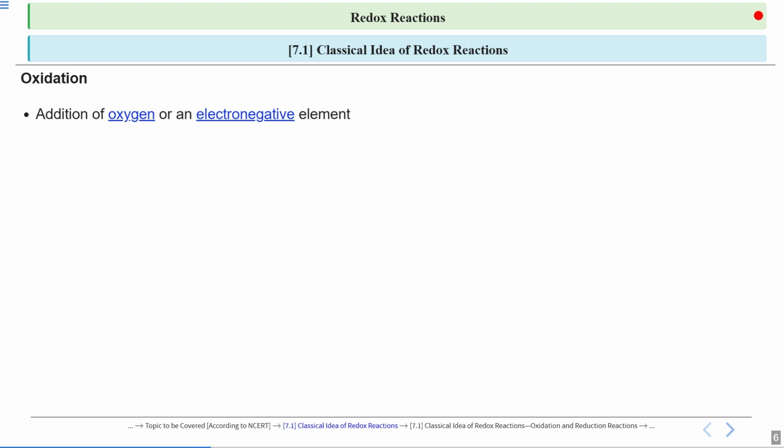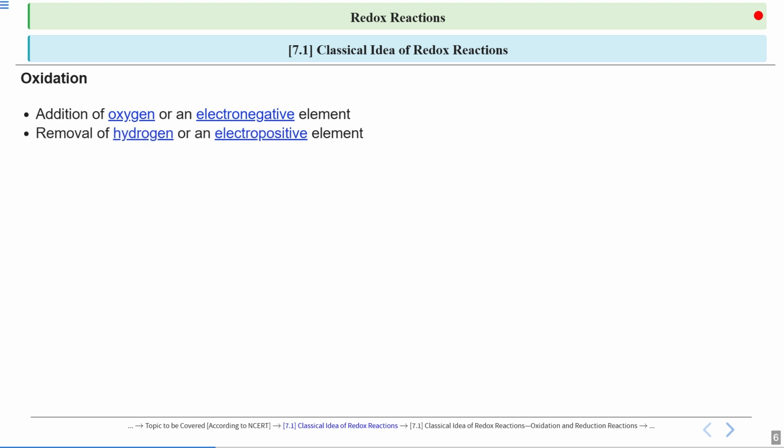So an oxidation reaction is the reaction which takes place by the addition of oxygen or an electronegative element. That means during a chemical reaction, when you find that an addition of oxygen has taken place to a particular compound or to an element, then that would be considered an oxidation reaction. The addition of an electronegative element will also be considered an oxidation reaction.